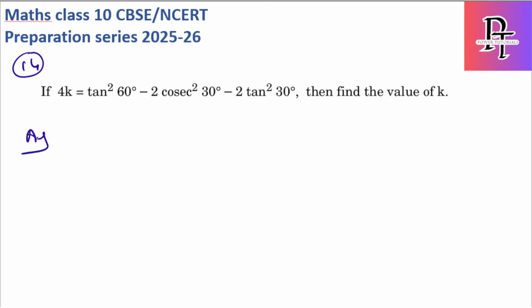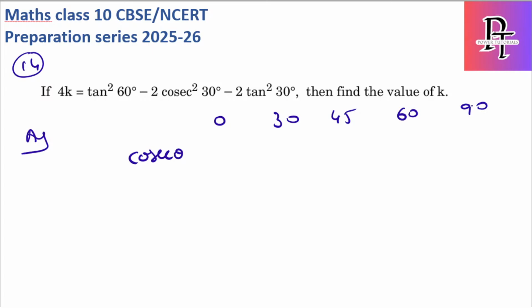If 4k is equal to this expression, find the value of k. Simply you have to get all the values. So now I will explain the cosecant theta table. Till now I have covered the first 3: sine, cos and tan. Now I will write the cosecant table for 0, 30, 45, 60 and 90.